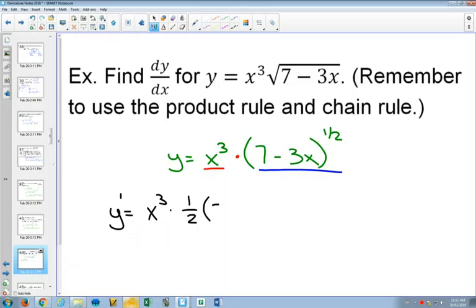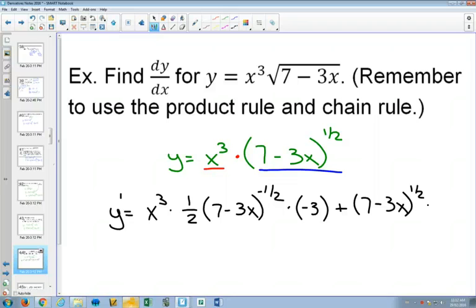I'll bring the 1/2 out in front. 1/2 comes out in front. Subtract 1 from the exponents, and then multiply by the derivative of the inside. The derivative of the inside is -3. Then add, keep the other one the same, and multiply by the derivative of the first one, 3x².